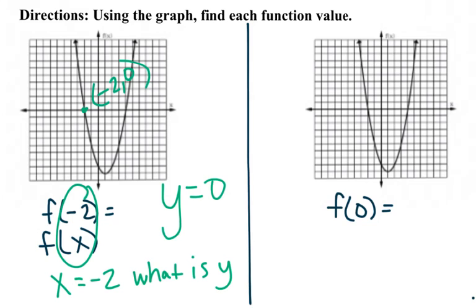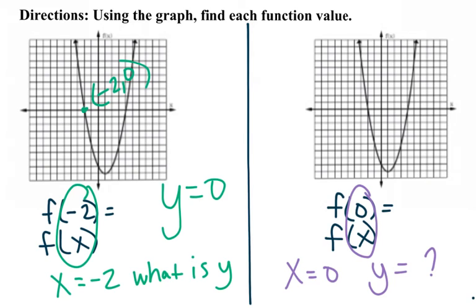Same thing with this one. Remember, this is usually f of x. So they're telling you that x equals 0, so you're trying to find what does y equal. Look on the graph. The only point that would have an x coordinate of 0 is all the way down here. That point is (0, -8). So when x is 0, y is -8.